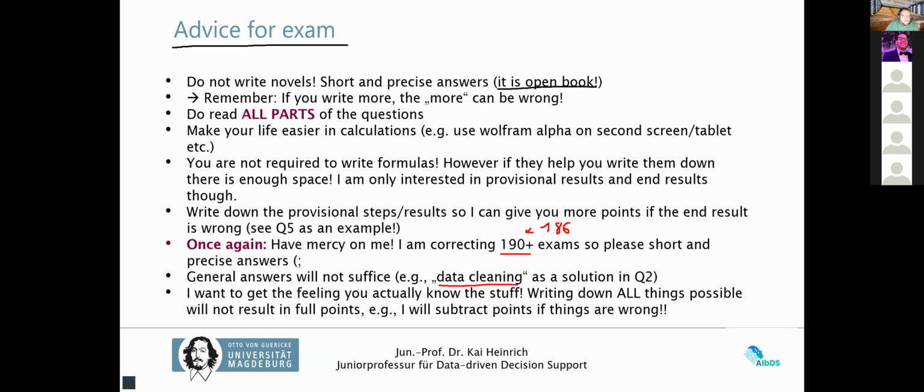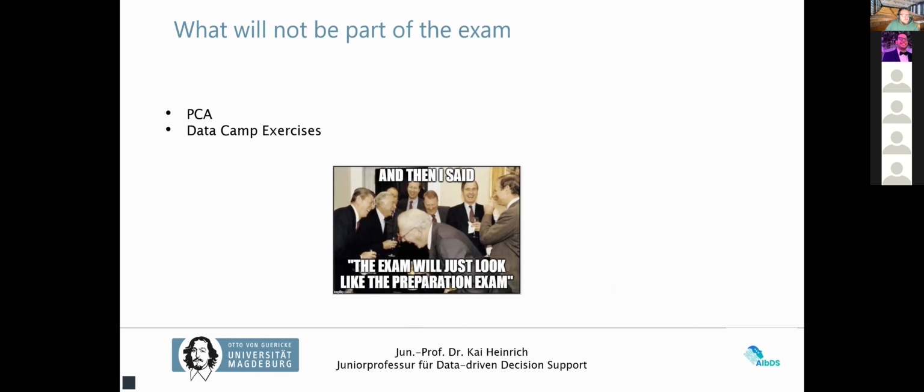I want to get the feeling you can actually know the stuff. This is important. I want to get, hey, he or she, they know it. Maybe you don't know all the details, but you know the things, not just general things, but you know what I mean. And again, I will subtract points if things are wrong. So if you write more, the more can be wrong.